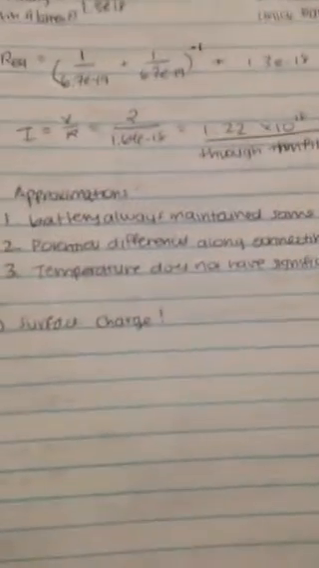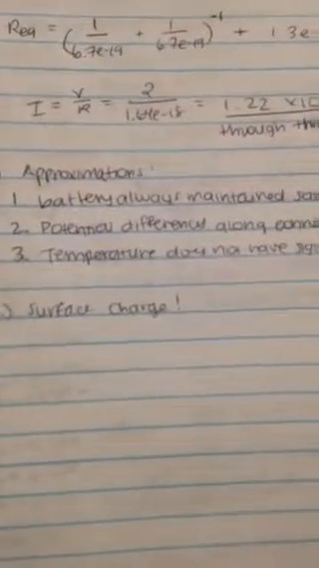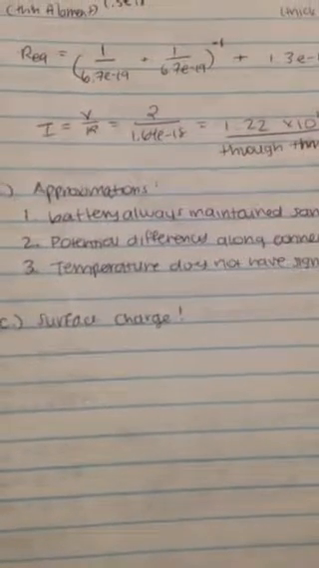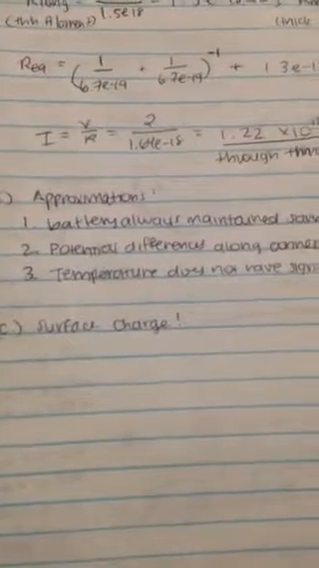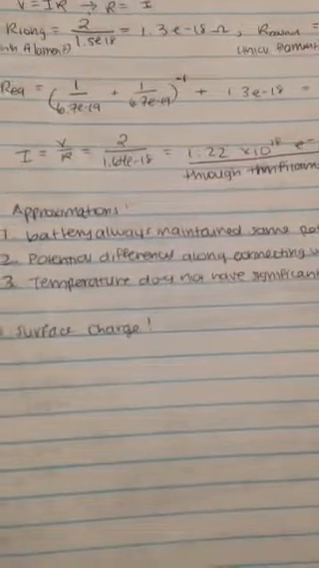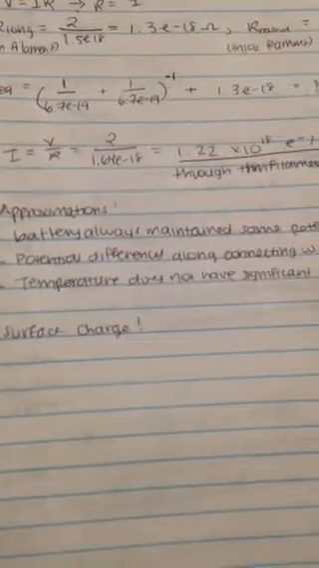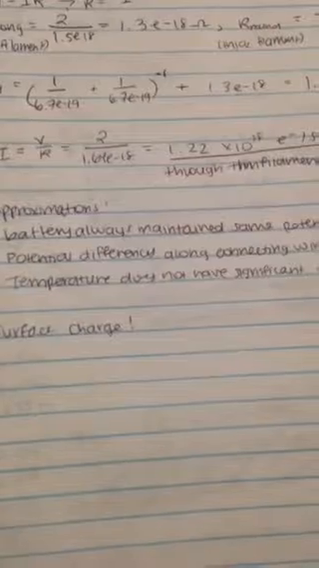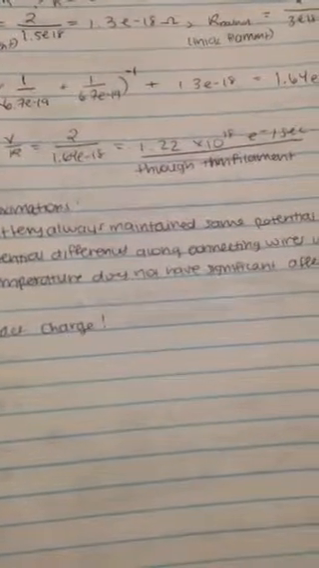Now, using that value, I can find the current in the thin filament, or the long bulb, sorry. In order to figure that out, I just did current equals voltage over resistance, and again, voltage is 2, over the equivalent resistance we just found. Doing that, I got 1.22 times 10 to the 18th electrons per second through the thin filament. And that's how you do part A.